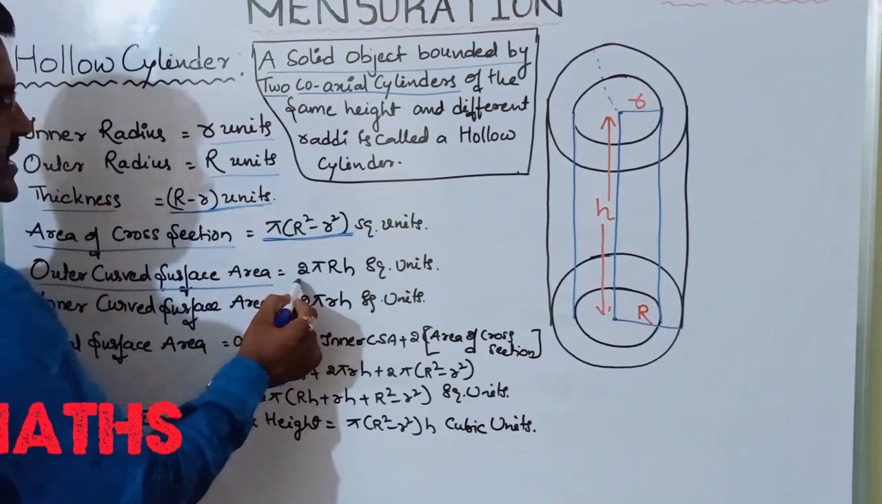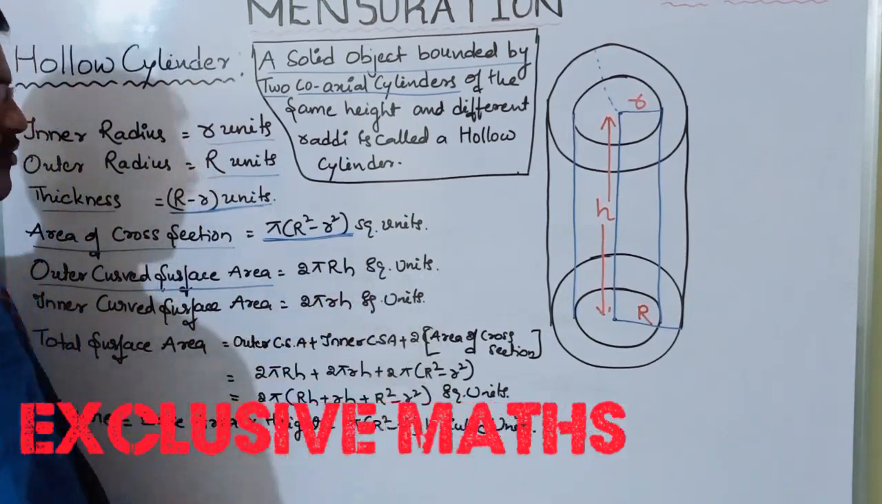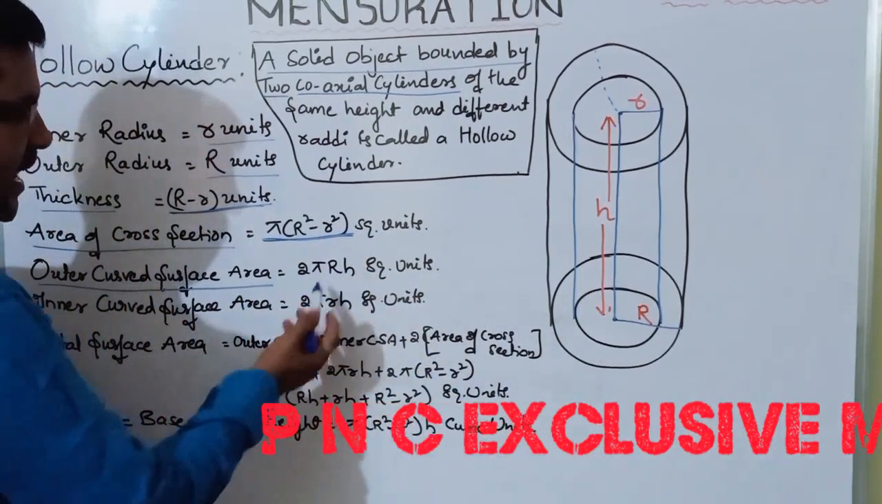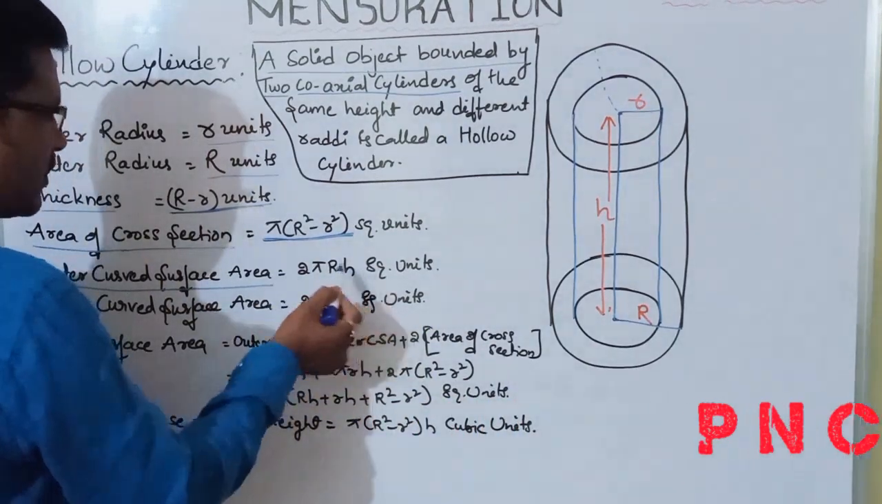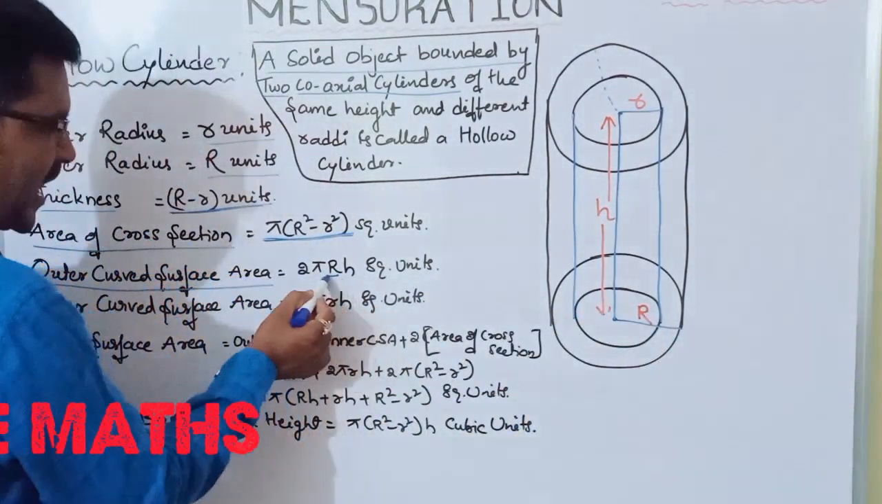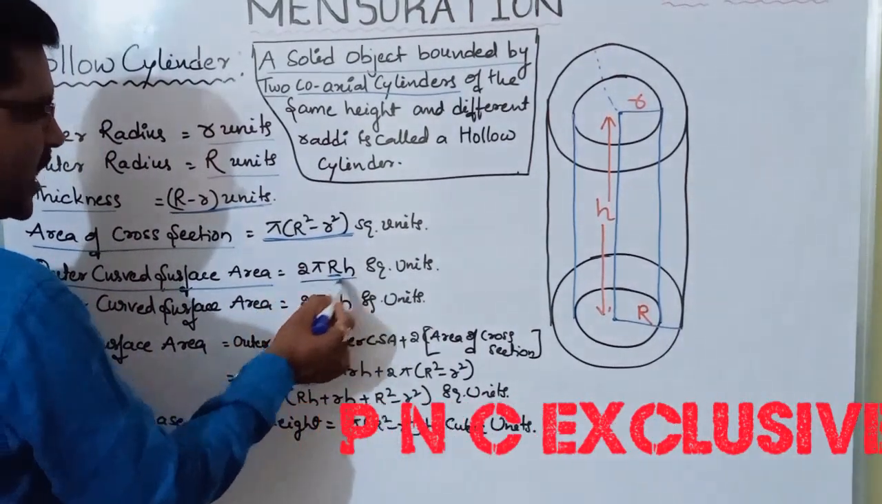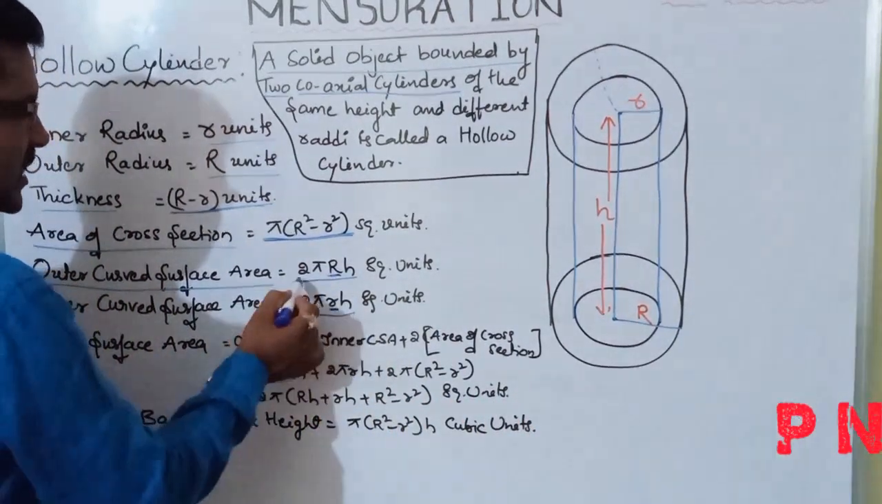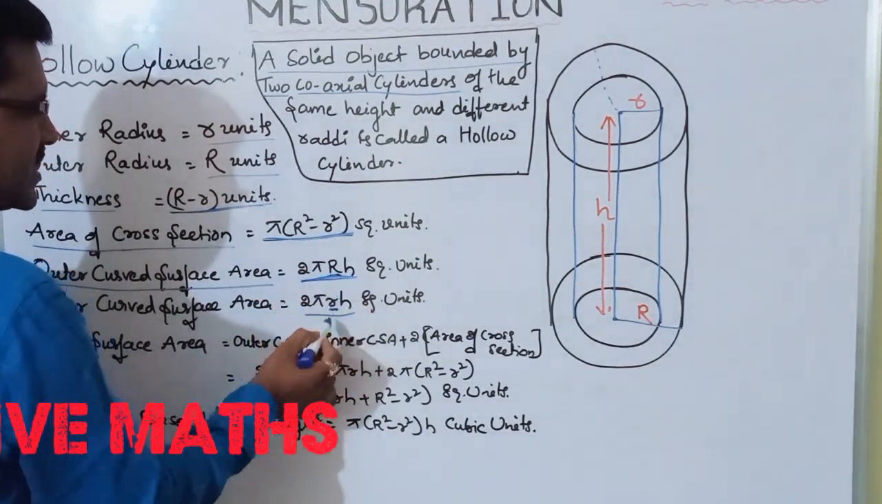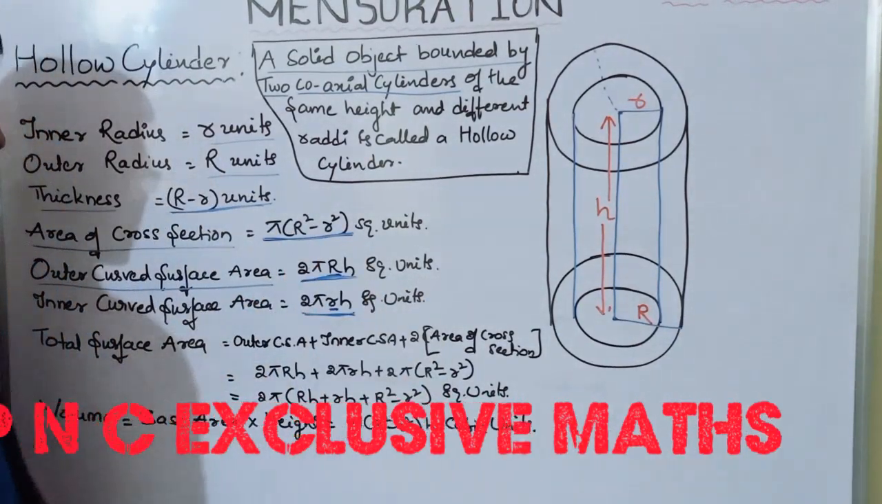Just now we have discussed that the curved surface area of a cylinder is 2 pi r h as usual. Here outer means outer radius, that means capital R. Inner means inner radius, that is smaller. So 2 pi r h, here also 2 pi r h. Here 2 pi capital R h, here 2 pi small r h.